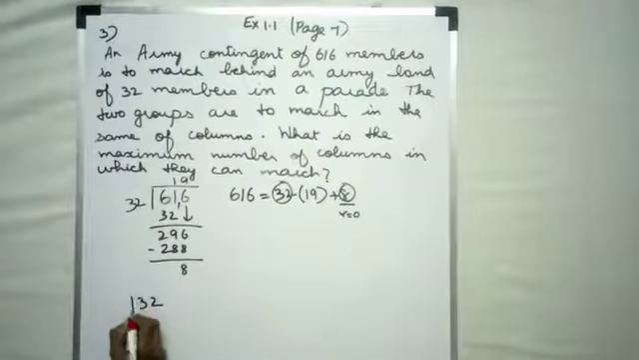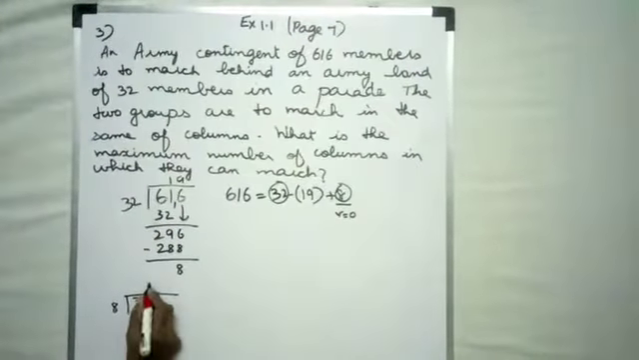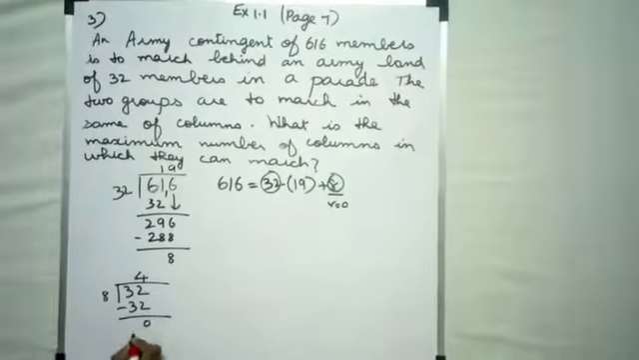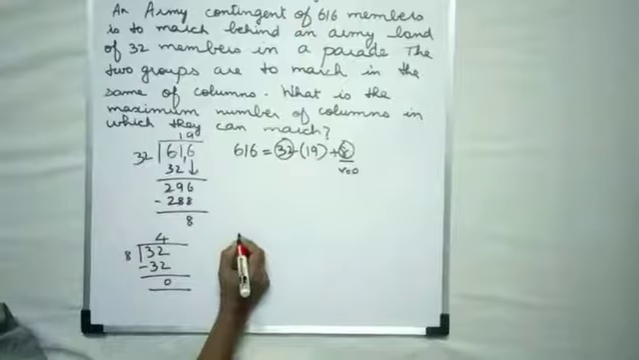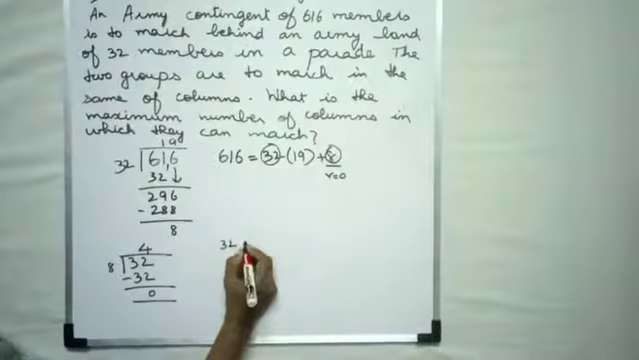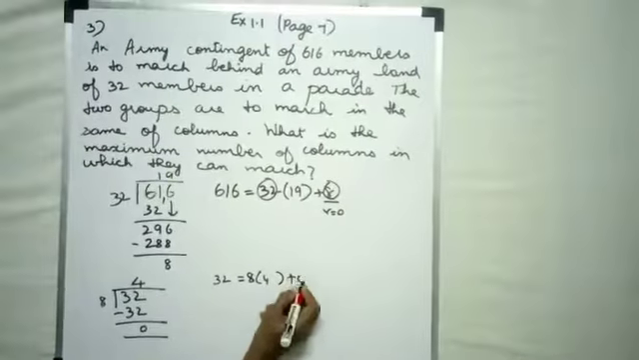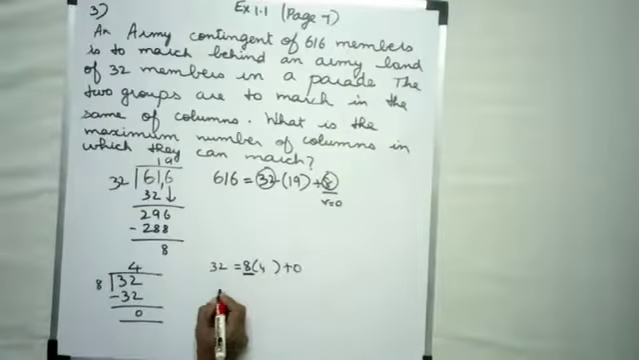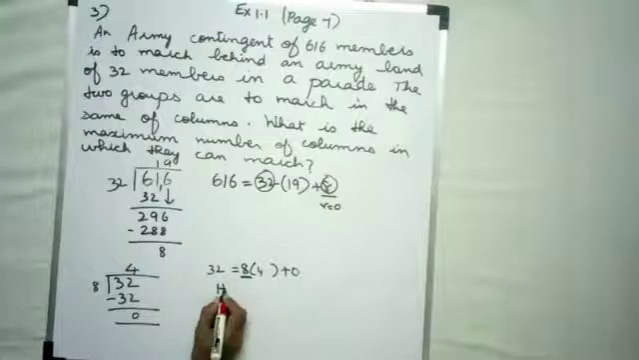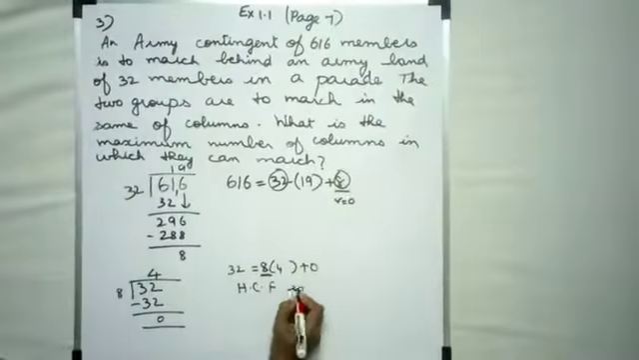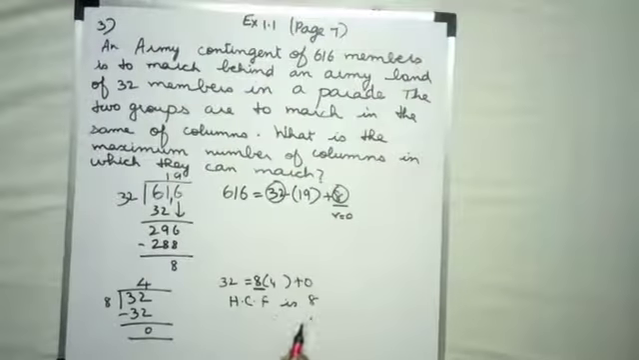32 divided by 8. How many times does this go? 4 times. Exactly, it goes 4 times. So your remainder is 0. So now 32 can be written as 32 is equal to 8 times 4 plus 0. So what is your HCF? This is our HCF. The HCF of 616 and 32 is 8. So the answer is 8. Let us proceed with the next problem.